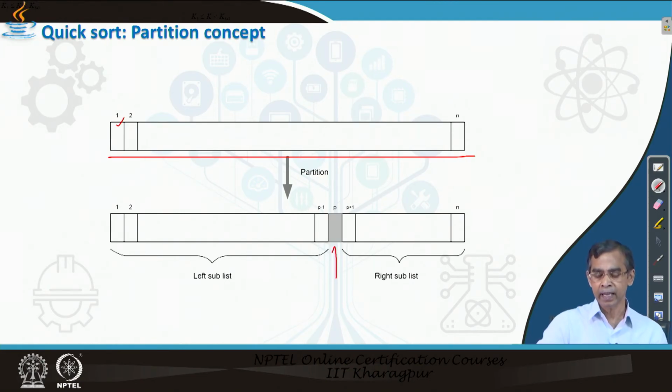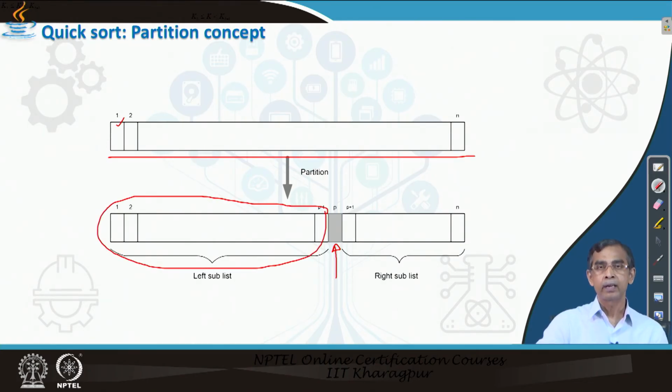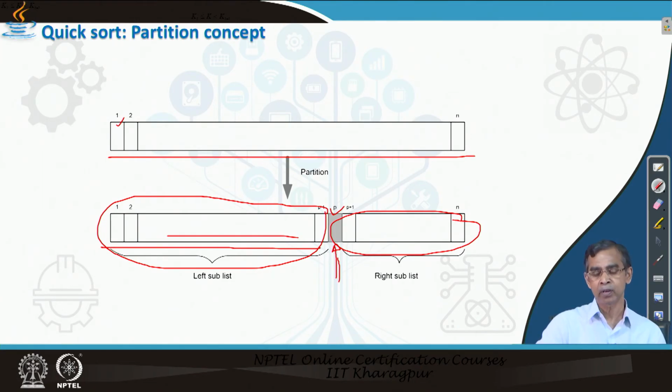example, it is placed in here, that means this element is placed, but in such a way that all elements in this part of the list are less than this pivot value, and all elements in this list are greater than this pivot element. The consequence is that this element is placed in its final location, because it is not required to move anymore, because all elements here are smaller than this one, and all elements here are greater than this one. So, this one is already placed.